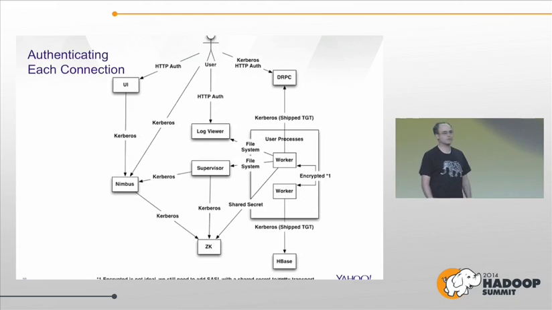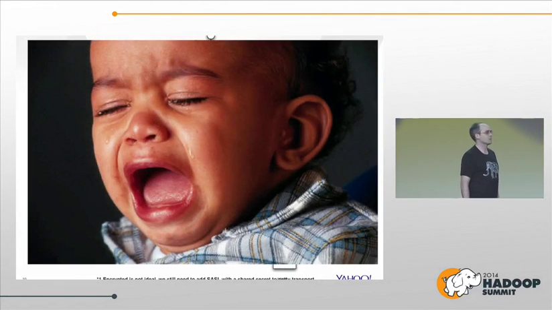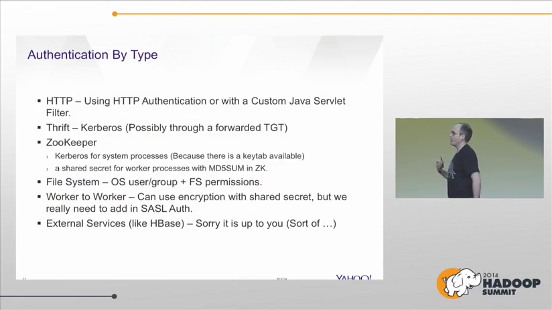This is a lovely picture of Storm and all the different pieces that talk to each other and what we did to secure them. It's a little complicated. It's difficult to see all of that. So we kind of divided it up by the different ways that the pieces communicated with each other. So there are a number of different HTTP pieces for the UI, for log serving, that we just went through and secured them with the pretty standard way. So through the authentication, just using standard Java servlet filters.